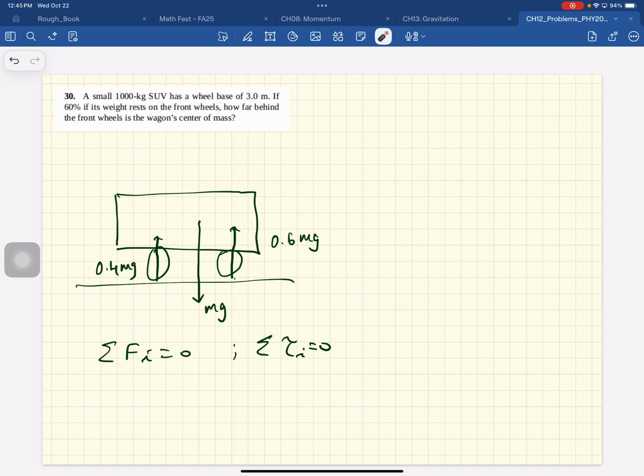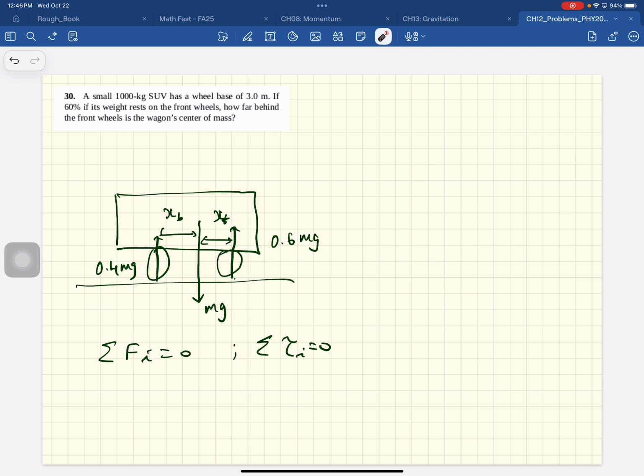The torque equation. What is the question they ask? How far behind the front wheel is the wagon's center of mass? So we want to find this distance. We'll call this the distance from the front wheel, and we'll call this the distance from the back wheel. They tell you that the wheelbase is 3 meters. That means this plus that is 3 meters.